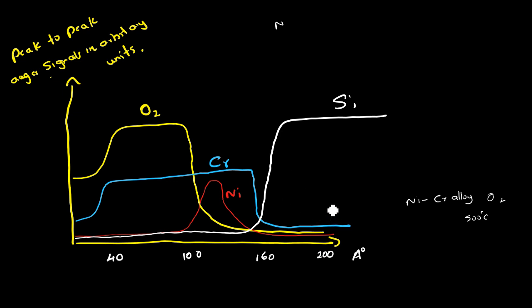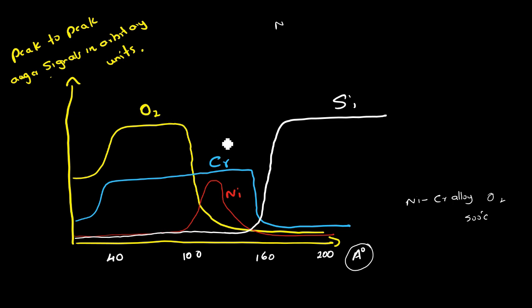I want you to watch this graph very carefully and come to some sort of conclusion. What conclusions, what data can you see based on this spectrum? Here in our depth profiling, our x-axis represents the depth in angstrom, and our y-axis is peak to peak Auger signals in arbitrary units. You don't need to worry too much about it. This is basically what the instrument gives us.